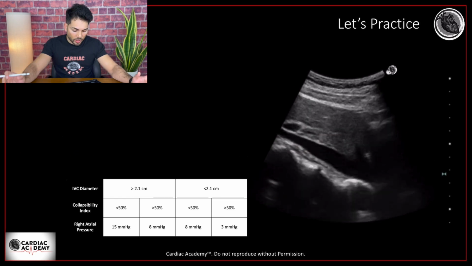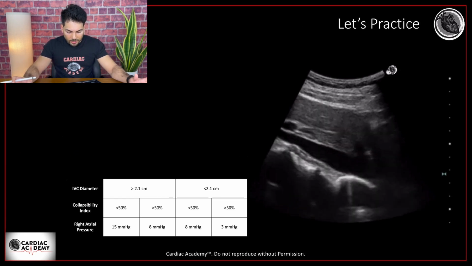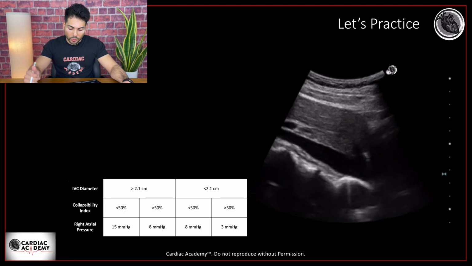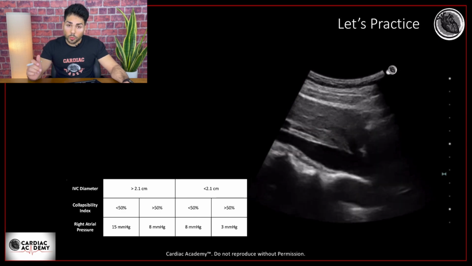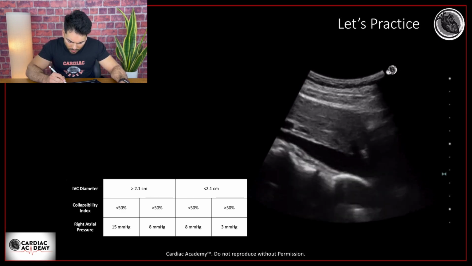So let's practice, okay? Let's take a look at this IVC. The first step is to look for the right atrium. The right atrium is around here.